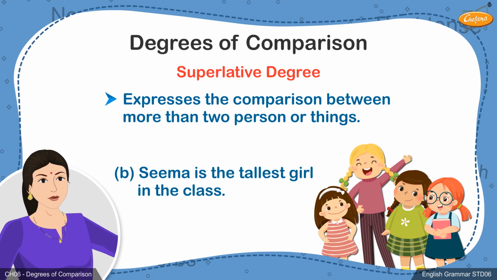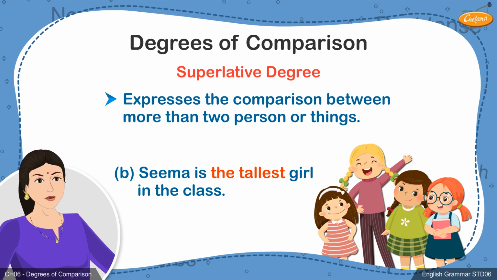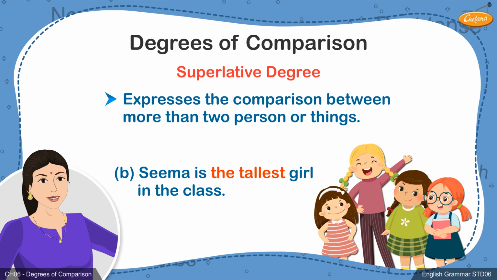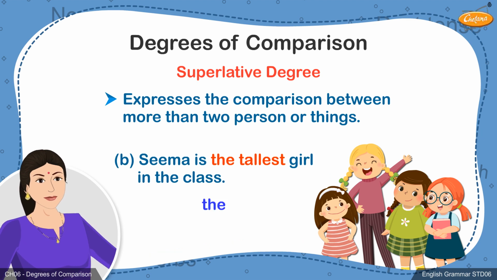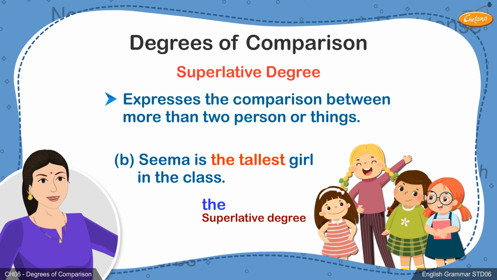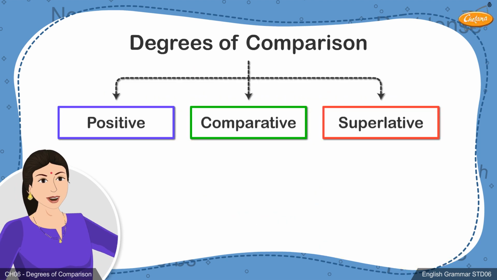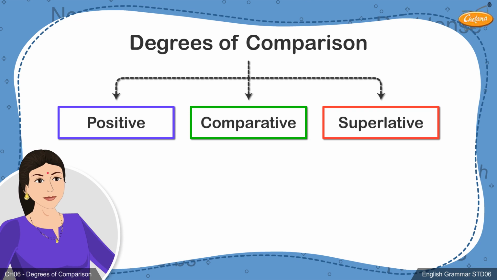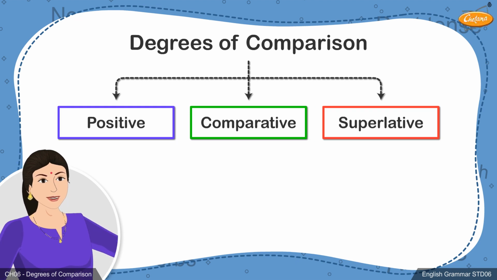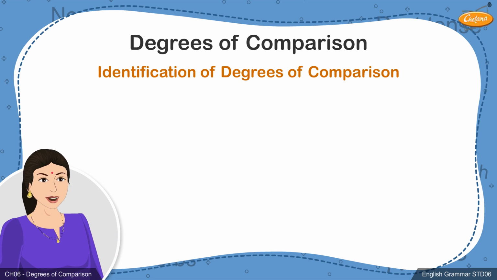Similarly, in the next example, B. Seema is the tallest girl in the class. In this sentence, the words the tallest indicate that there is a comparison among many girls in the class and amongst all the girls, Seema is the tallest. The definite article the is always used in superlative degree. With the help of these examples and definitions, we have learned how different adjectives and adverbs appear in positive, comparative and superlative degrees. The terms always used in the 3 degrees will also help us identify the degree correctly.